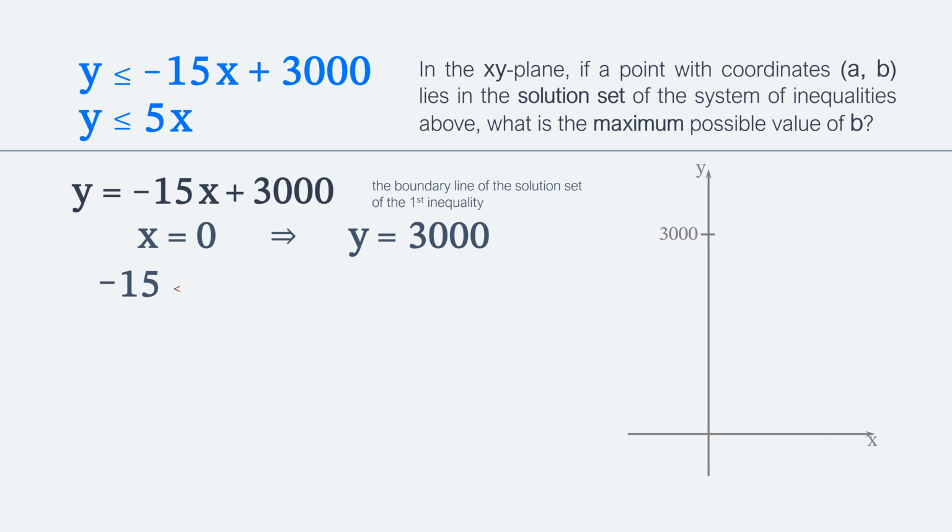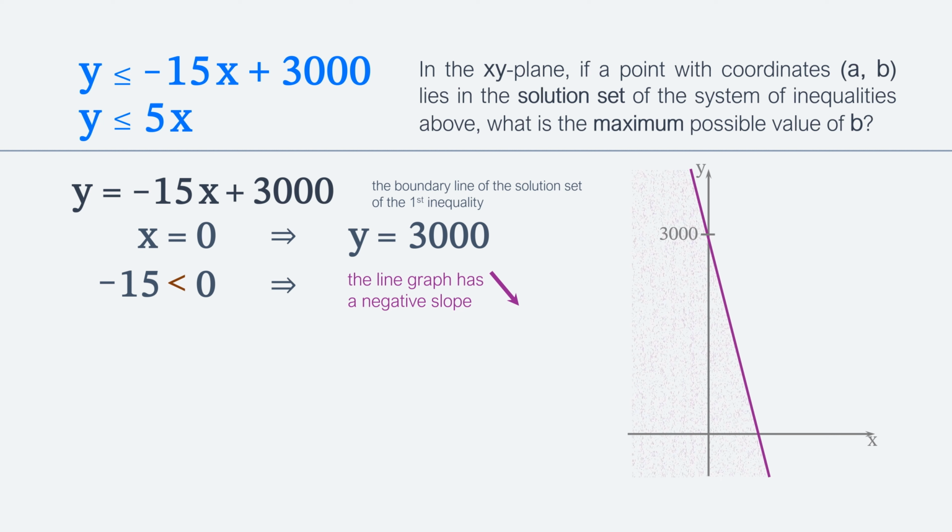Minus 15 is less than 0. This means that the line graph has a negative slope. Let's draw a straight line through the point with coordinates 0, 3000, which has a negative slope. The solution set of the first inequality is represented by the half plane below and includes the boundary line.